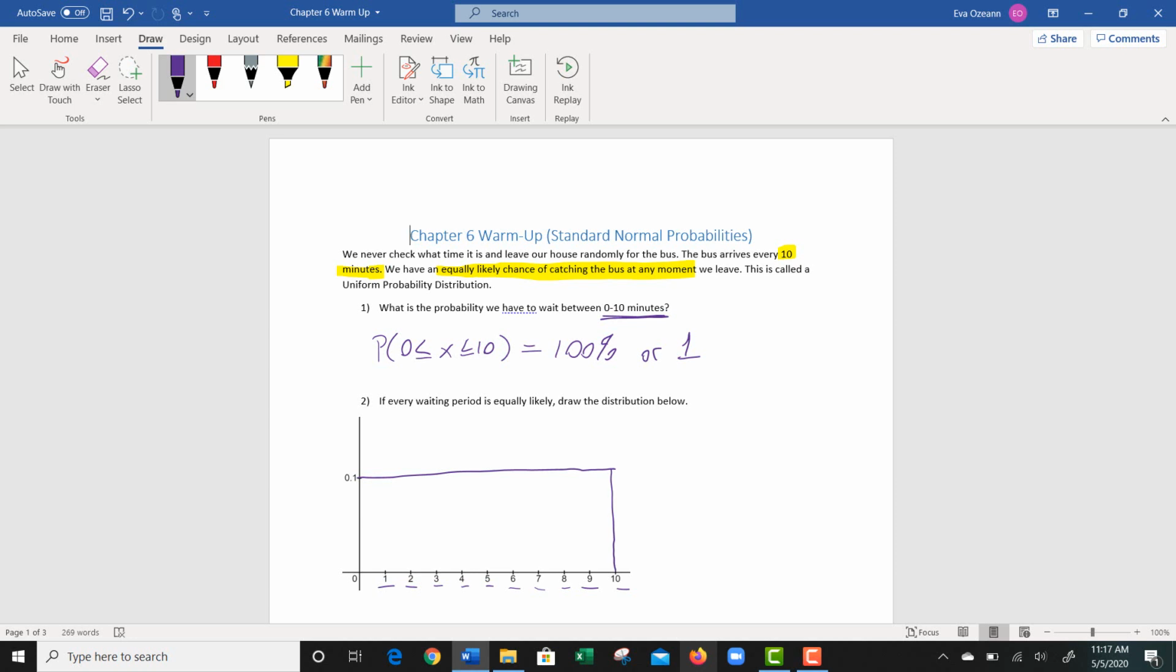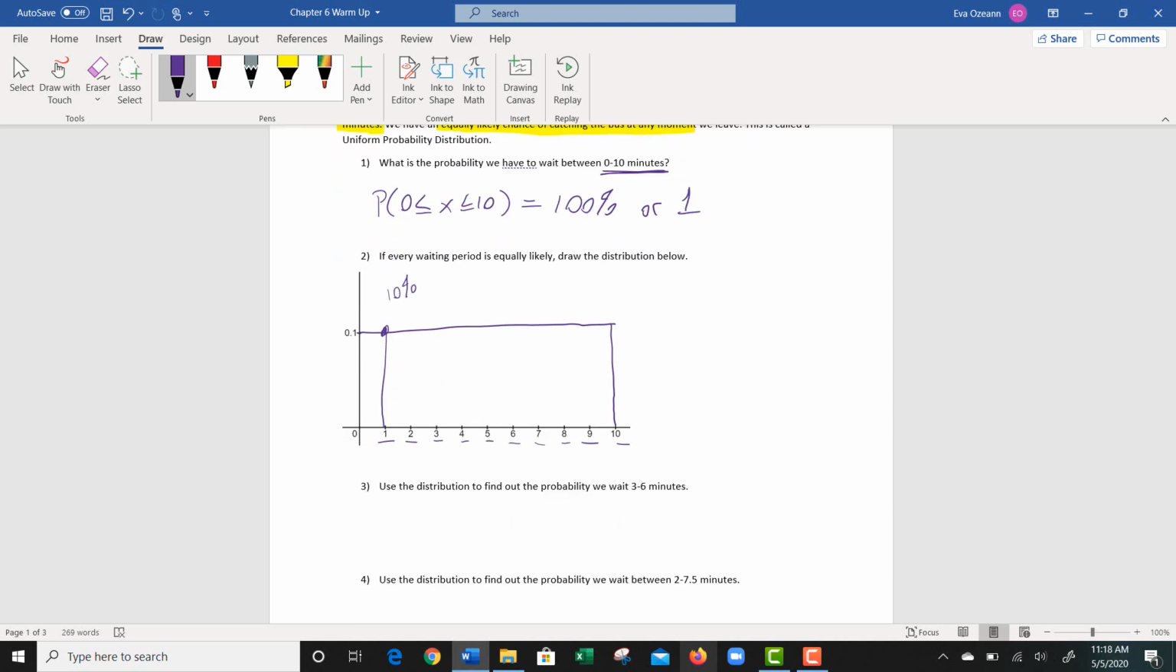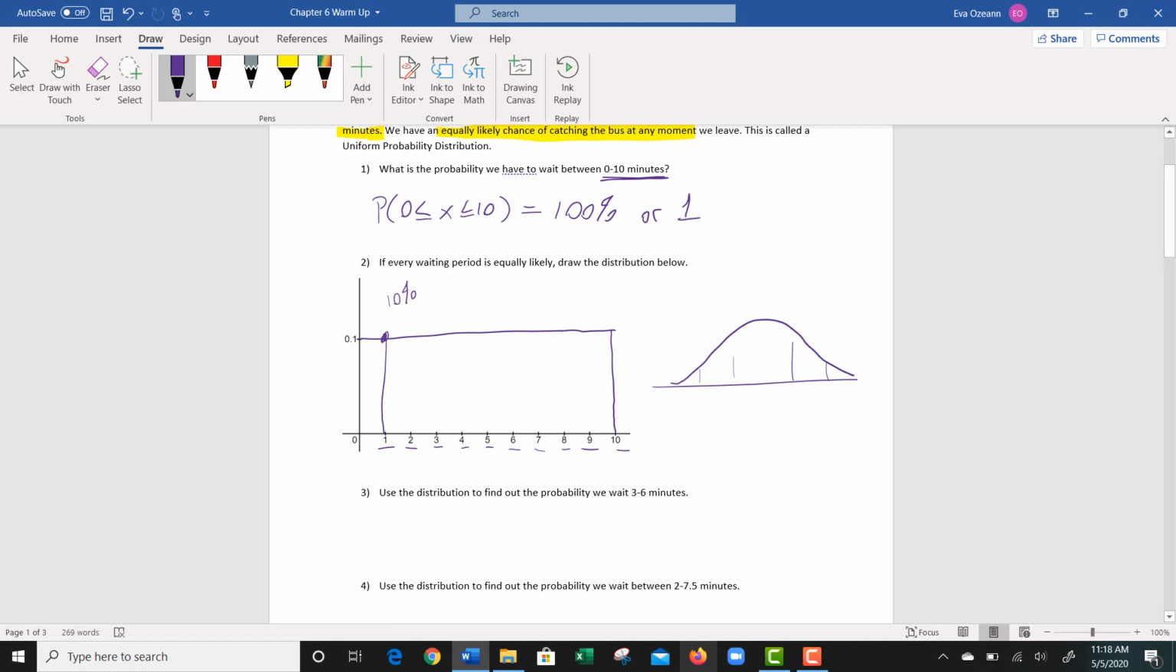So the reason it looks like a rectangle is because if we're like, hey, what's the probability I have to wait 1 minute? Well, the probability I have to wait 1 minute is going to be 10% because it's 1 divided by 10, the total amount of minutes that we have to wait. So this would be a case of a uniform probability. Notice that lately we've been using normal probabilities where not everything is equal, it's split up, so you're more likely to see things around the mean than you are far away from the mean.